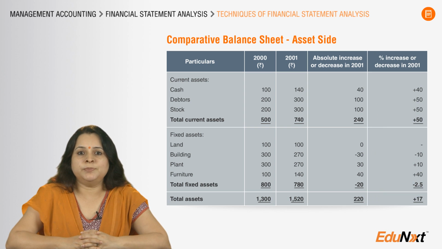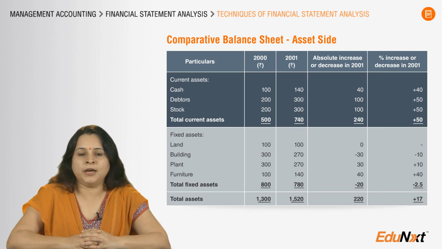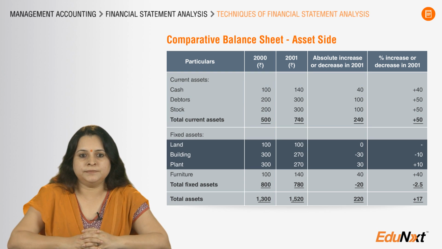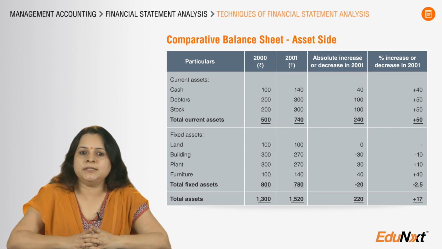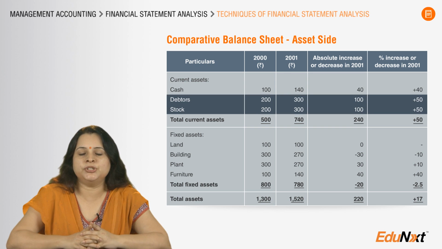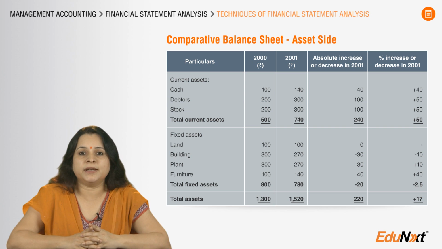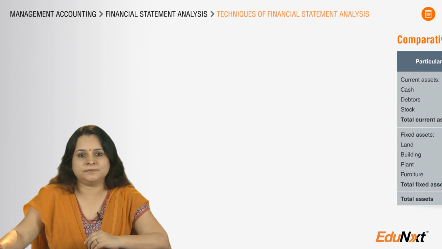We can see that there has been a huge increase in all current assets of the company, but fixed assets except furniture have not increased or have increased only marginally. The accountant should now highlight the excess increase in debtors and stock to the top management and assess whether this increase again is in line with the growth strategy of the company.